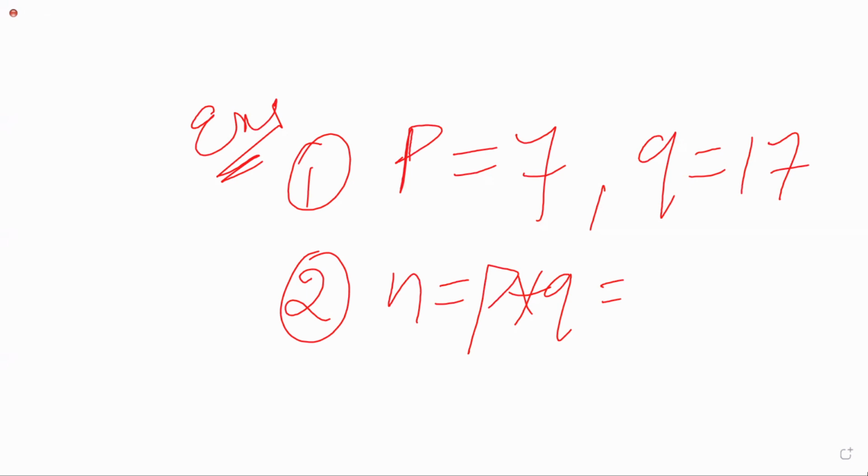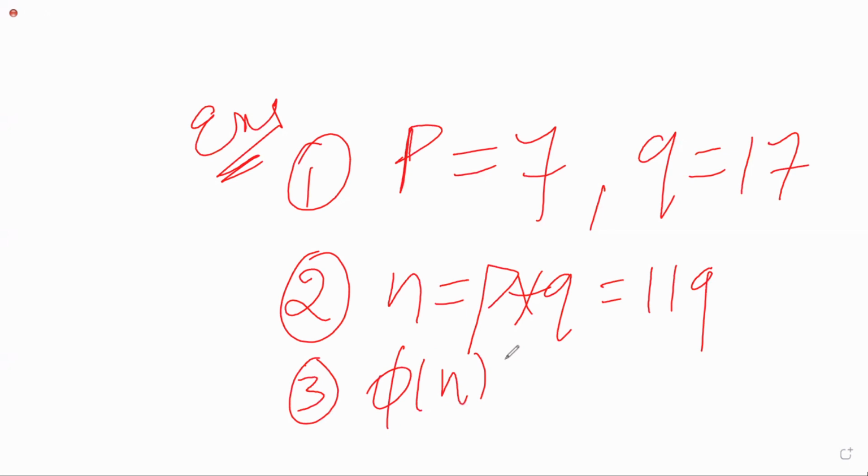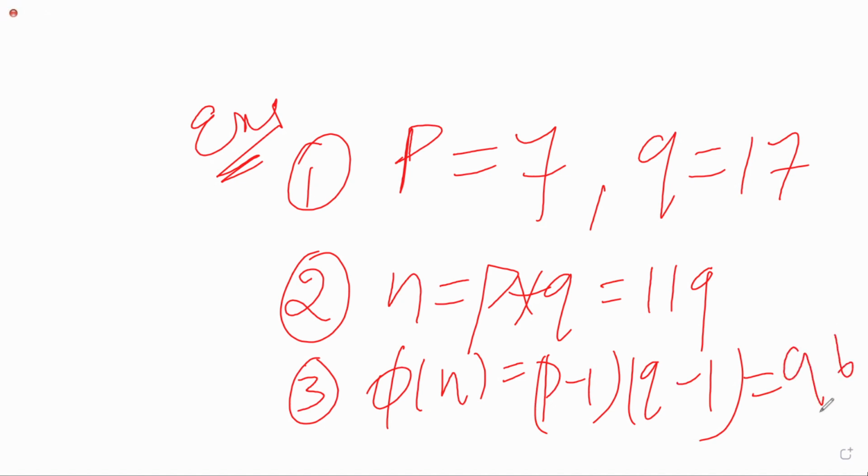Okay, good. So 119 is the n value. Then the third step is to calculate phi of n, that is (p minus 1) into (q minus 1). That is 6 into 16, and the value is 96. Okay, phi of n is 96. So this is the third step.